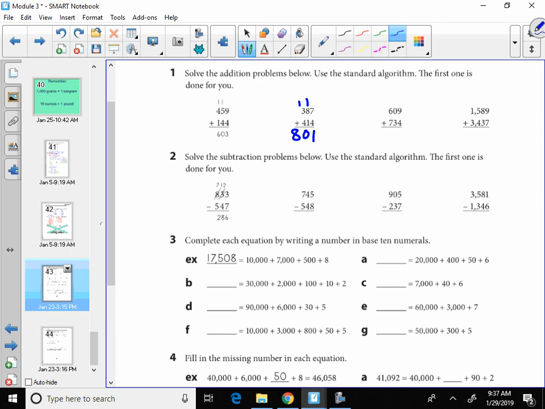Next one, 9 plus 4, 13. 1 plus 3 is 4, and 6 plus 7 is 13.